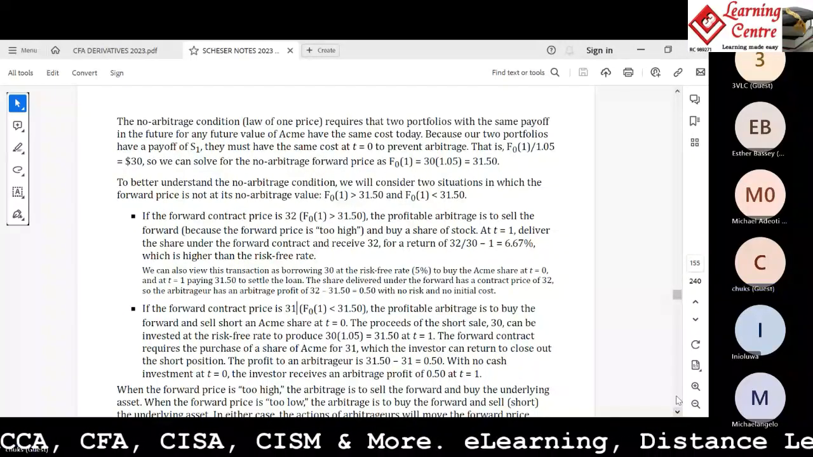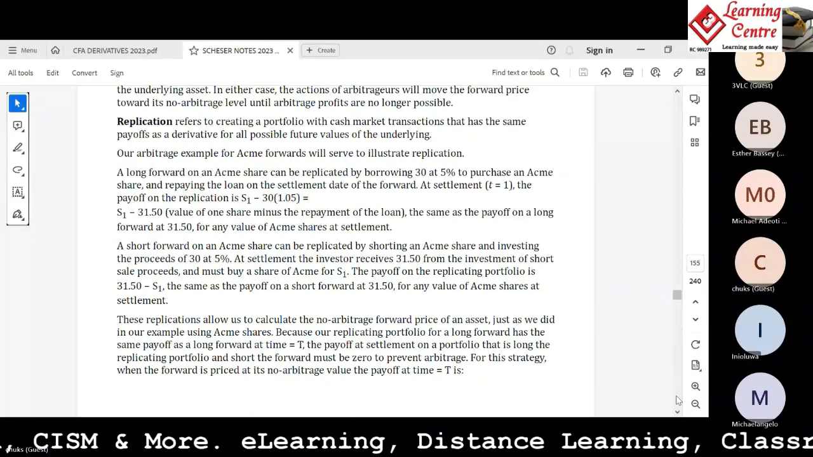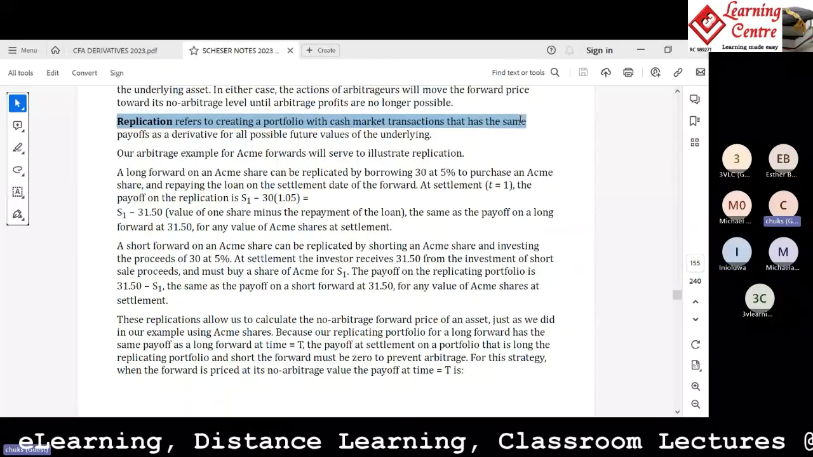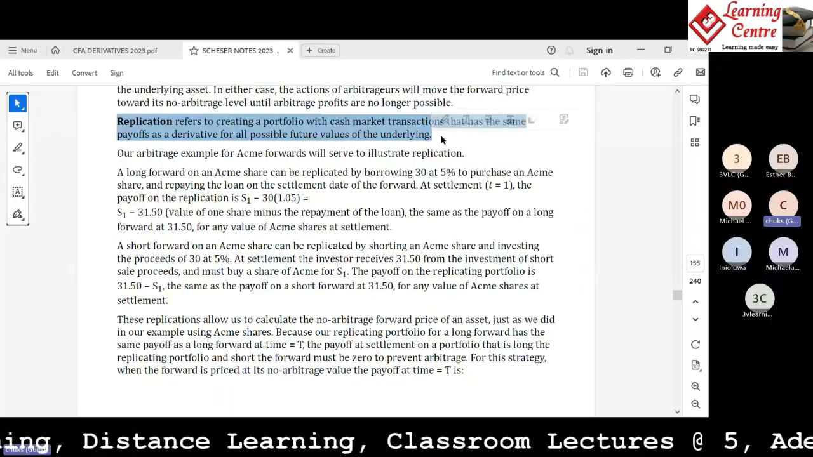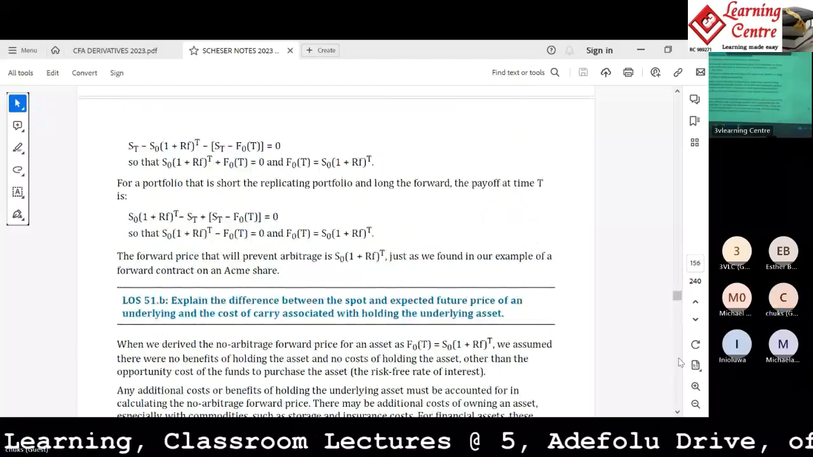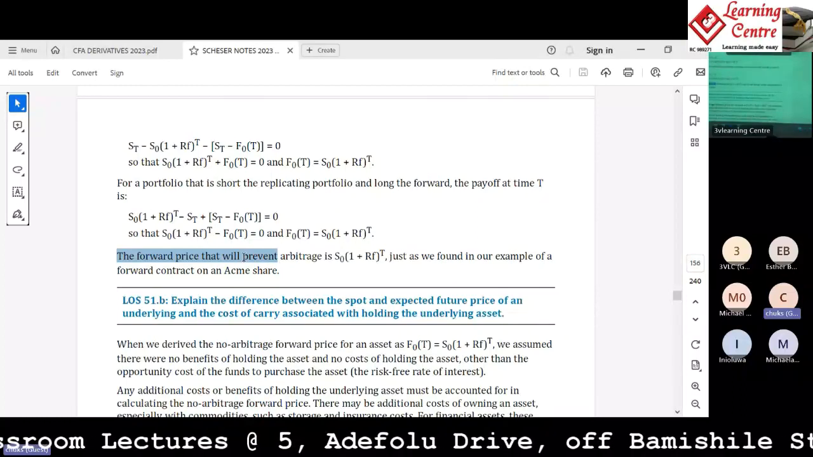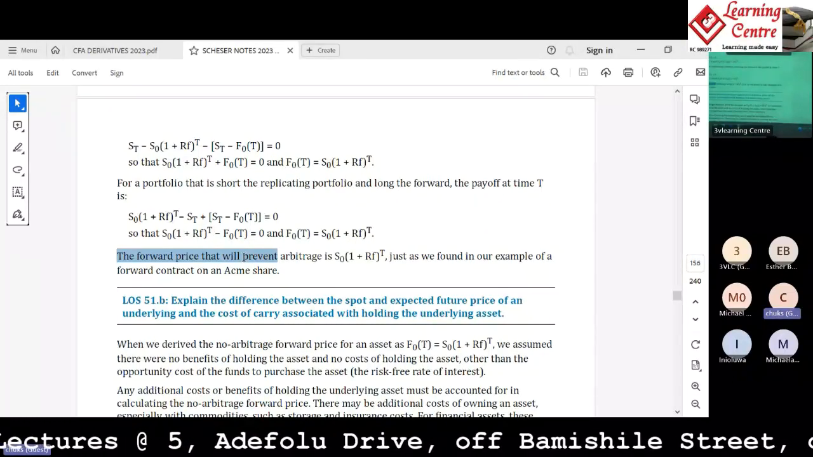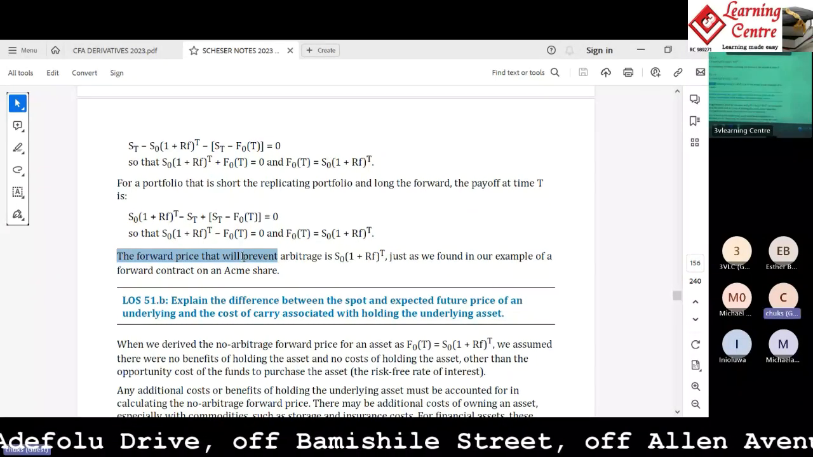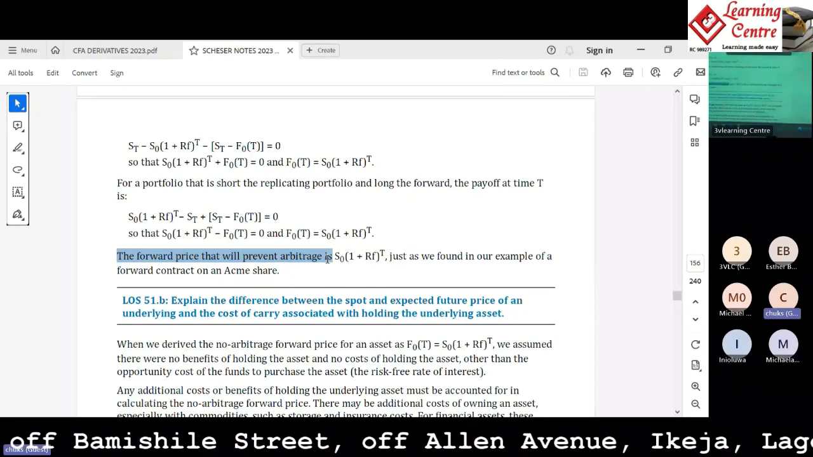All right. Then we have the replication. So replication is creating a portfolio with a similar situation as the derivative. What does that mean? Let me just summarize, because there are a lot of things, we call them jargons, that are here that you actually don't need for your exam. Okay, so for the replication, the forward price that will prevent an arbitrage.